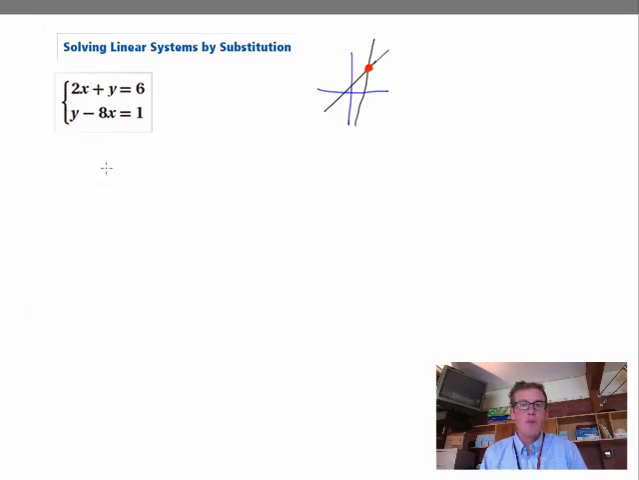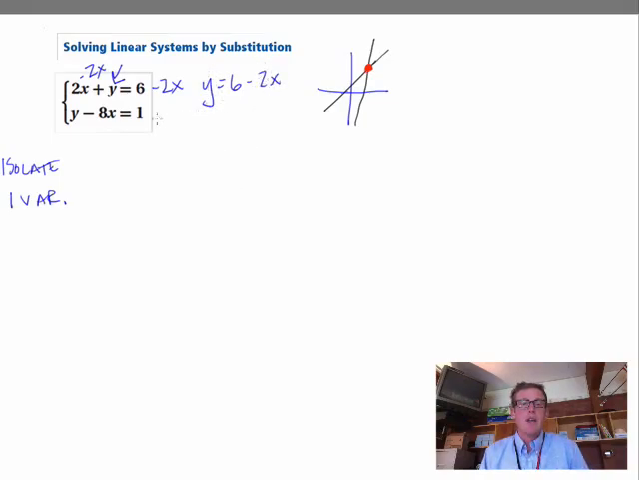What I'm going to do using substitution is isolate one variable. It could be x or y, it doesn't matter. In this case, it looks like y is going to be very handy to isolate. So I'm going to subtract 2x, and now my new equation is y equals 6 minus 2x. It's a really bad looking x. Let's try that again. 2x.